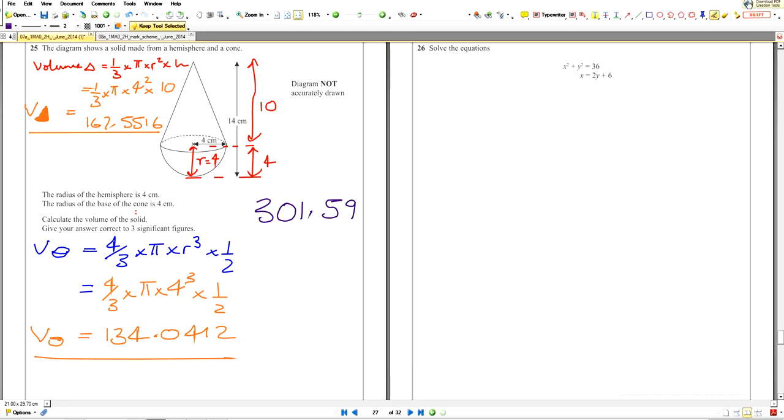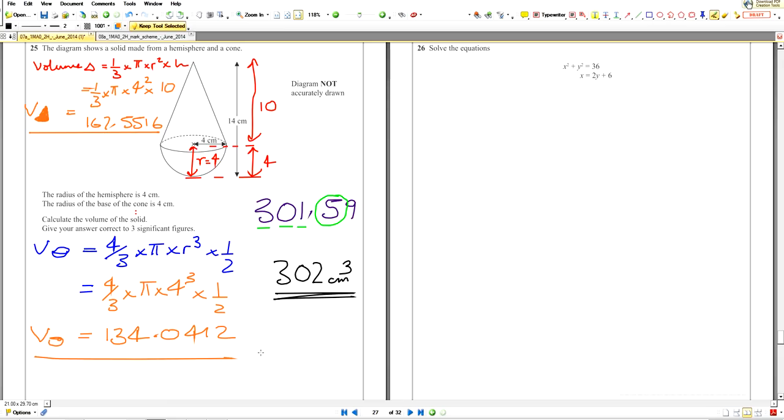And it says give it to three significant figures. Three significant figures, that means the first, second, third. Is that 5 or more? Yes, it is. Add 1. So I get an answer of 302. Okay, it's too bright. Let's go for something else. So my final answer is 302 centimeters cubed.